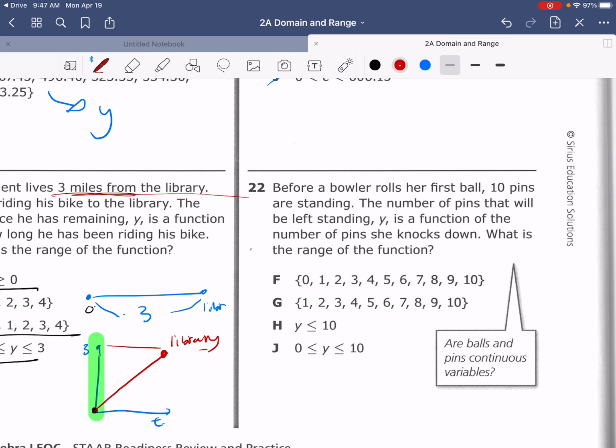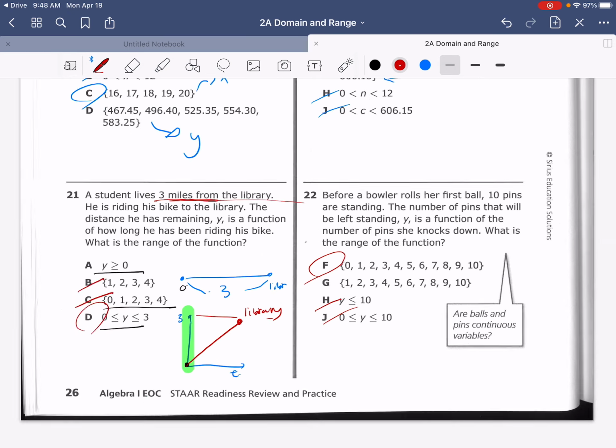So there are pins. Is it discrete or continuous? Can you have 1.5 pins? No. So it's going to be this. So what is it going to be? When you throw a ball, is it possible that you knock down 0 pins? Yes. If you miss, your bowling ball is going to go into the corner. So it's going to be F, because it is possible that you literally just miss with the bowling ball.